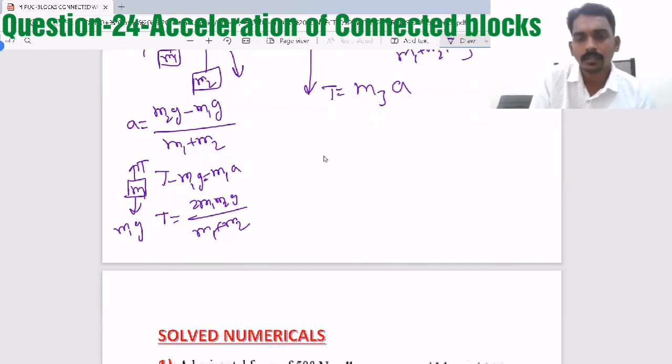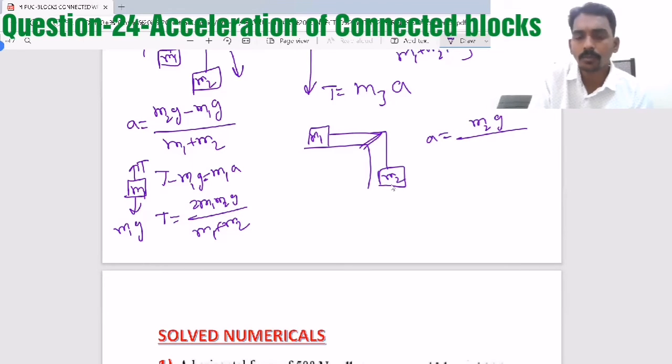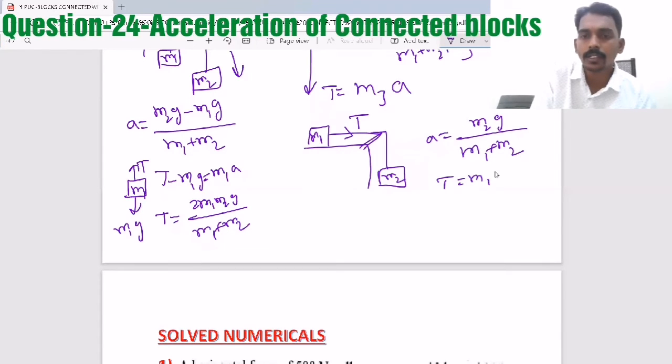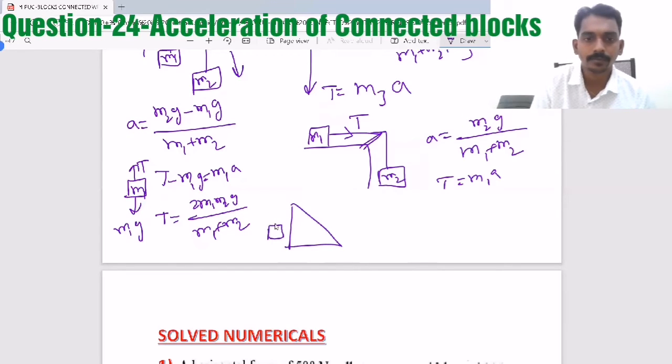Or sometimes they will give a horizontal surface also, like this is M1 and this is M2. Now acceleration is M2G, since the only pulling force is M2G, and there is no opposing force, divided by M1 plus M2. And here tension T equals M1 into A. So we found the acceleration. So they can give a vertically moving system, a horizontally moving system, or a vertical and horizontal system, or sometimes, rarely, they can also give an inclined system like this.